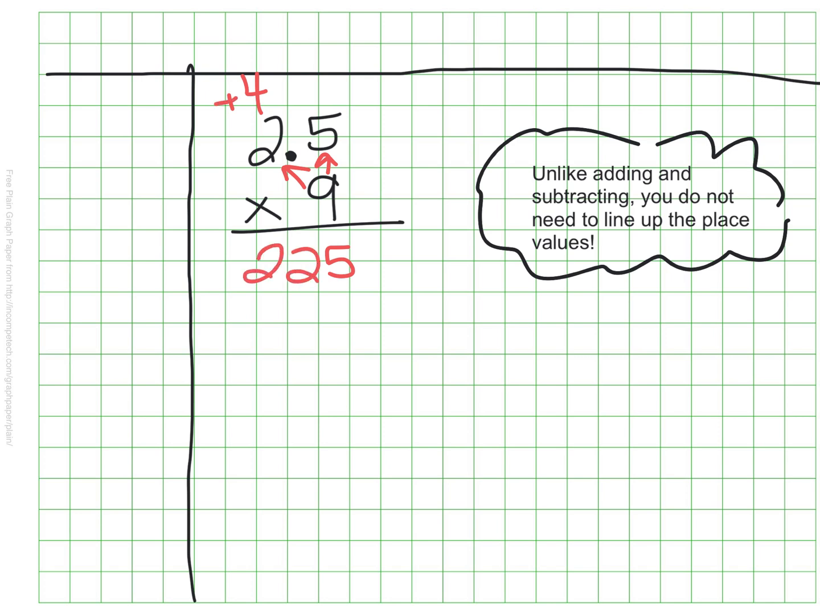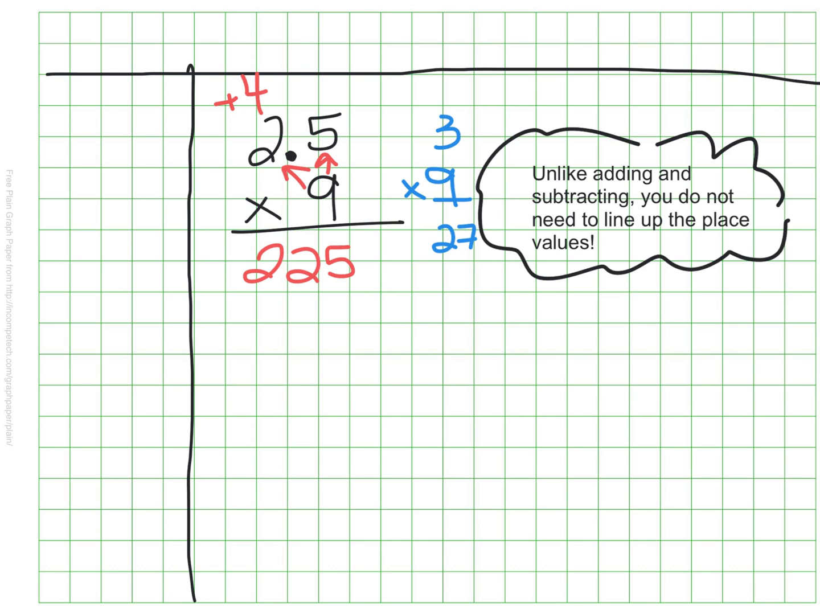So it looks like my answer is 225 again. Now, I know that can't be right. First of all, that's the answer to 25 times 9, which is not what we did. But second of all, if I'm estimating, as I always do when I'm multiplying decimals, 2.5 is really close to 3, and 3 times 9 would be 27. So I know that I'm really off base if the answer is 225, right? That should be a warning sign that something is wrong. So I need to figure out what I need to change here.